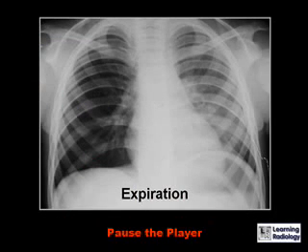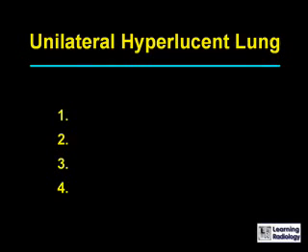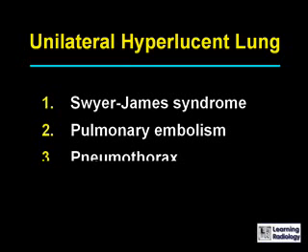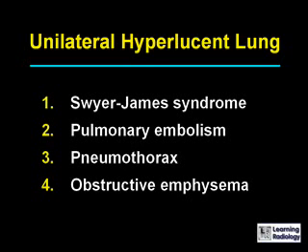This is the next differential. Pause the player. The differential is for unilateral hyperlucent lung. There are 4 main causes. Pause the player. The four main causes of unilateral hyperlucent lung include Swyer-James syndrome, pulmonary embolism, pneumothorax, and obstructive emphysema.